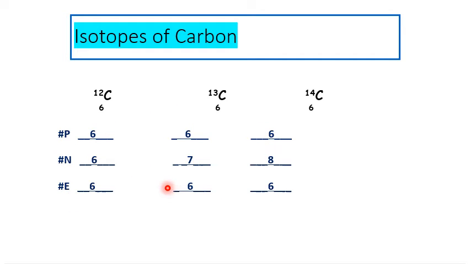So this is why we say that in isotopes, the number of protons and the number of electrons are the same, whereas the number of neutrons is different. This is because the atomic masses are different.